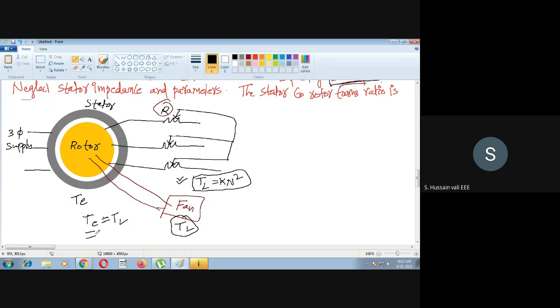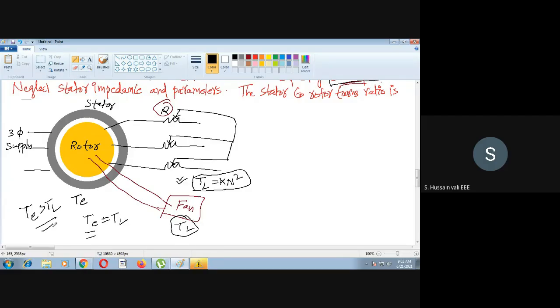Whereas what is the electromagnetic torque? Immediately the electromagnetic torque has developed. So Te is now greater than TL during starting. Then what do you observe? When Te is greater than TL, the rotor will get accelerated. The electromagnetic torque is more than the load torque, in the sense the rotor will get accelerated. So the speed of the rotor will increase.